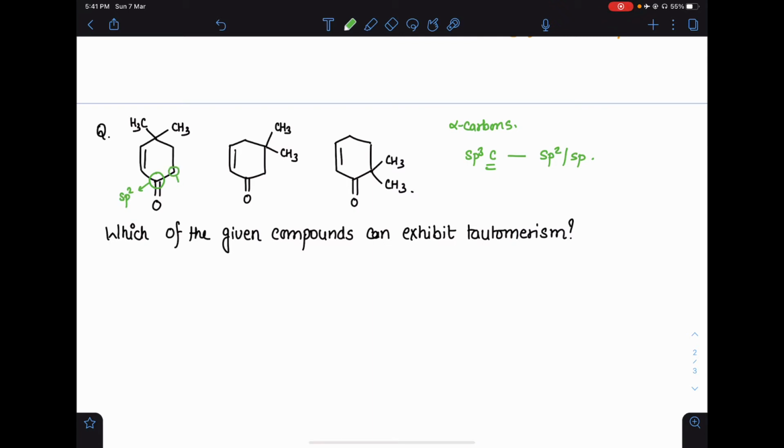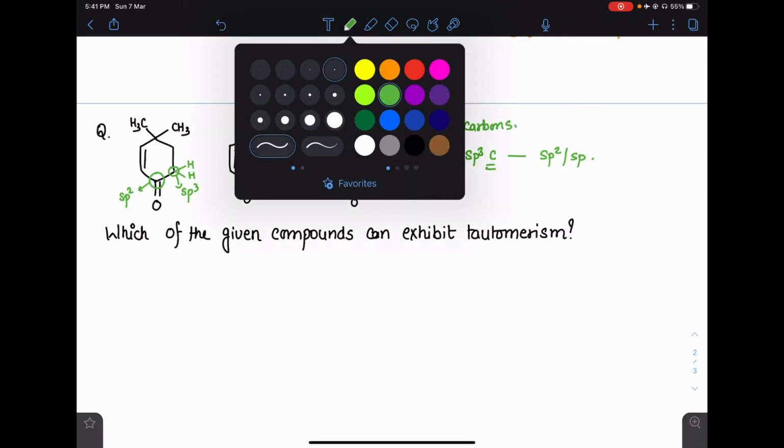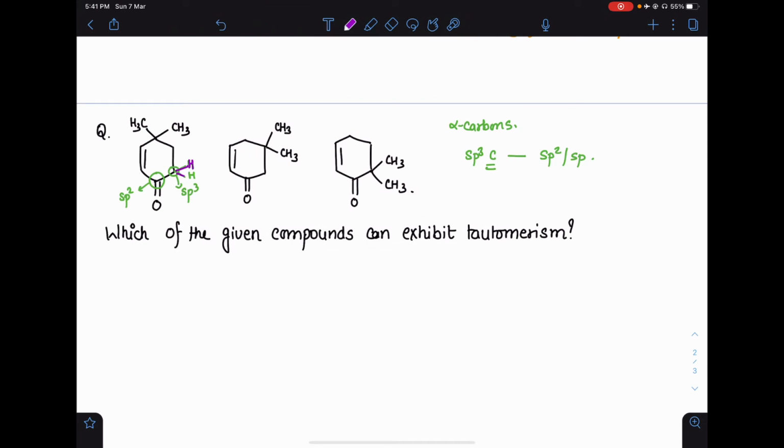This carbon is what? sp3 hybridized, and it is directly connected. So this will be the alpha carbon, and the hydrogens attached will be called alpha hydrogens. Okay. So because it has alpha hydrogen, yes, it will show keto-enol tautomerism. Let's check out this compound.